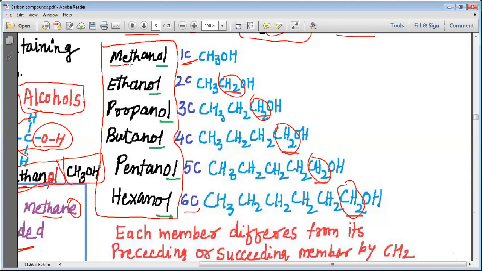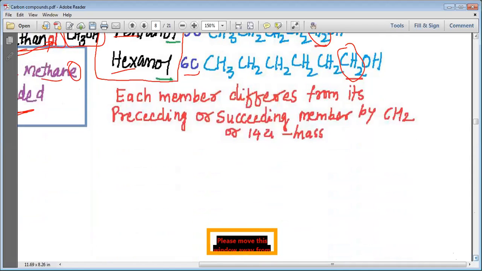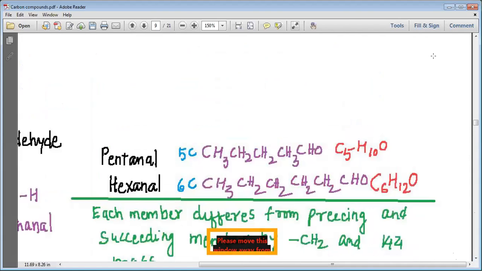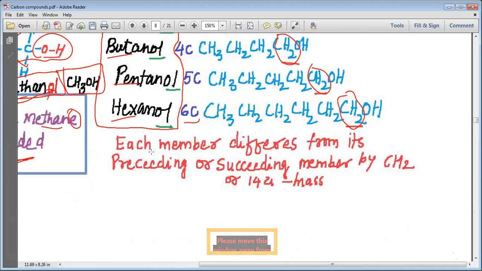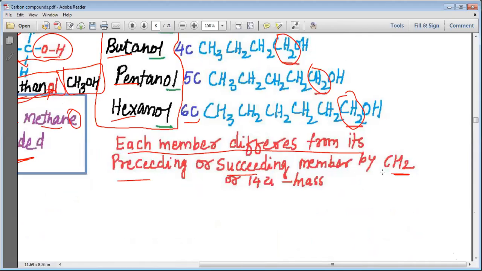For 1 carbon we write meth, for 2 carbon eth, for 3 carbon prop, for 4 carbon but, for 5 carbon pent, and for 6 carbon we write hex. And this is how, my dear students, we can write methanol, ethanol, propanol, butanol, pentanol and hexanol. Please remember that each member of the homologous series of the alcohols differs from its preceding and succeeding member by CH2, or 14 u mass.